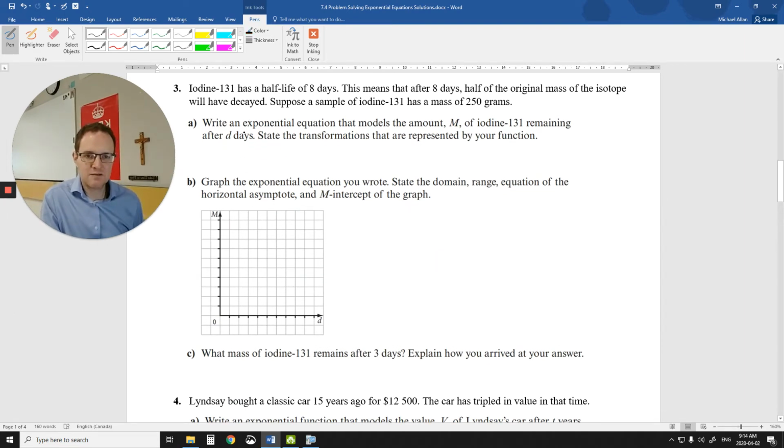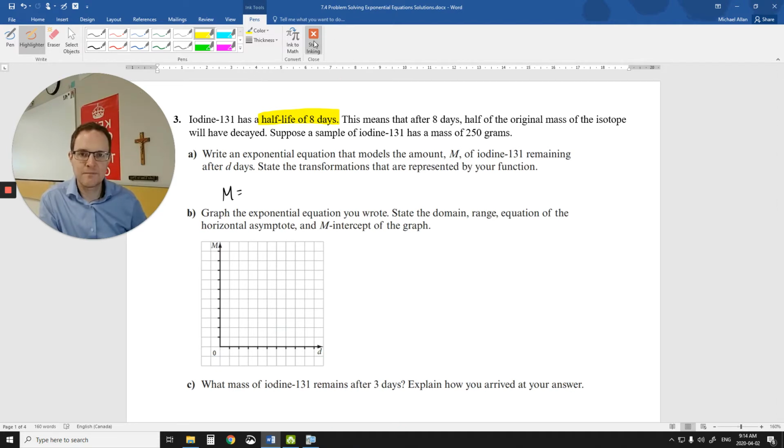We want to write an exponential function that models the amount m remaining after d days here, and I've got a few things up here. So we have a half-life of 8 days. Just scroll up here. So my half-life is 8 days, so I would say that my period is 8. This means that after 8 days, the original amount is half as much as it was before, so that's what we know about that.